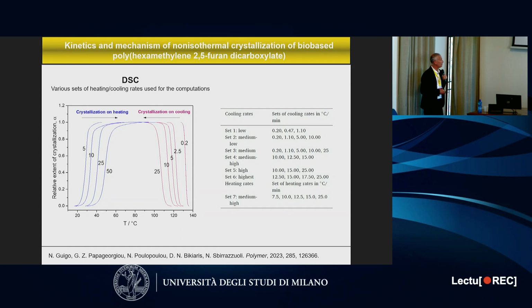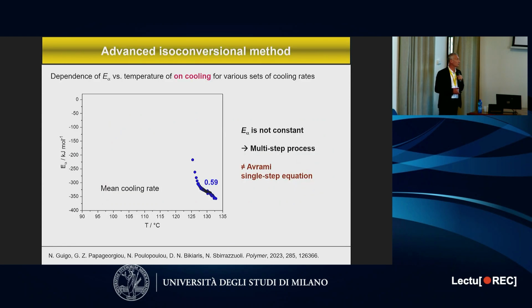So then what we have done, classical DSC measurement, we have studied crystallization on heating and crystallization on cooling. And we also have changed the set of cooling rates used in order to see if we have a change in the crystallization mechanism according to the temperature domain where the crystallization occurs. So this is what we obtain for this apparent activation energy variation.